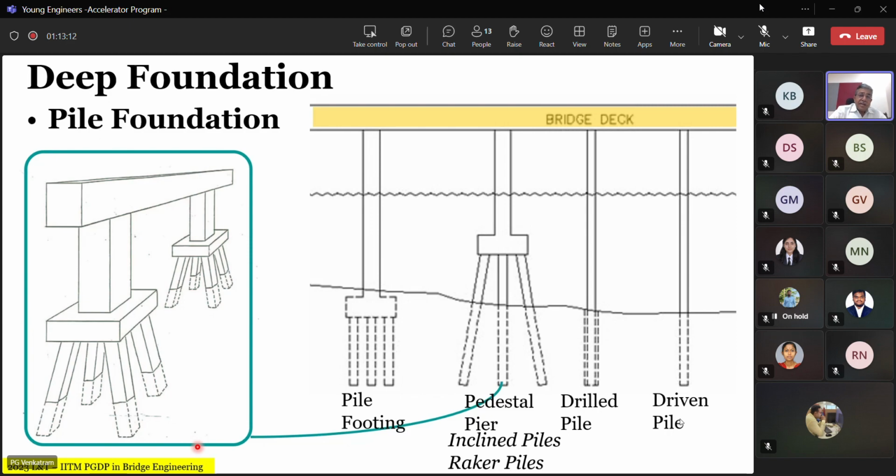Now I'll ask you one question. Under what circumstances are the horizontal forces likely to be highest? Under what condition? Seismic conditions. Seismic condition. But in the seismic condition, is a very stiff foundation good for you?